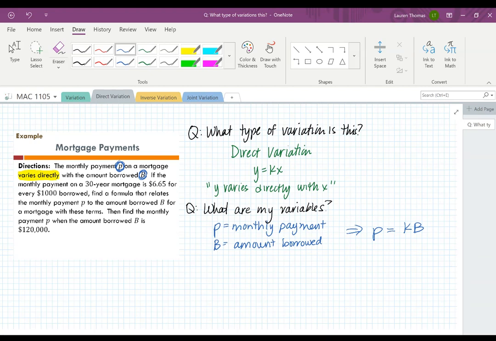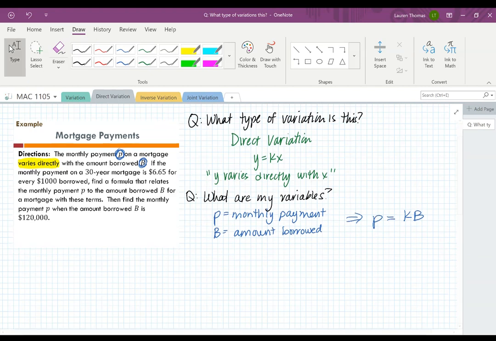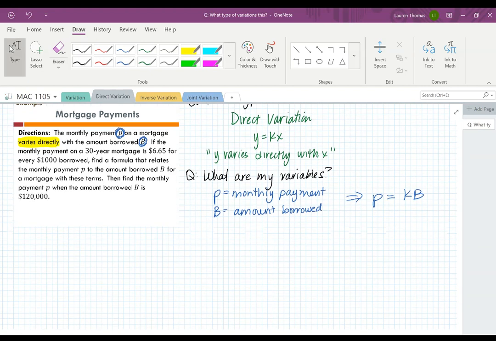All right. After we've identified our variation, our variables, and we've put them in the right order, the next thing we're going to want to do is we need to solve for K.